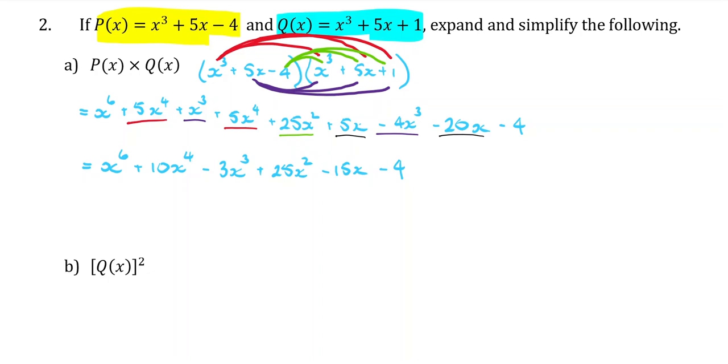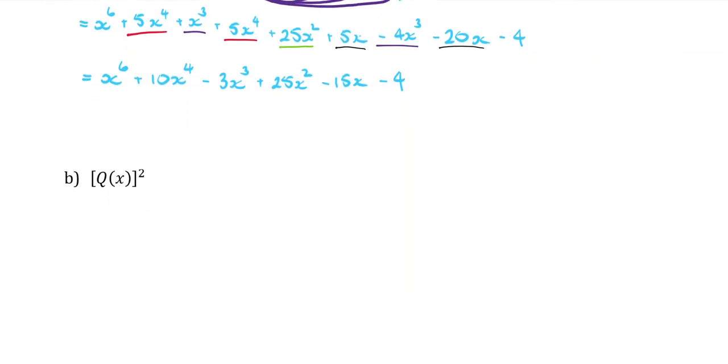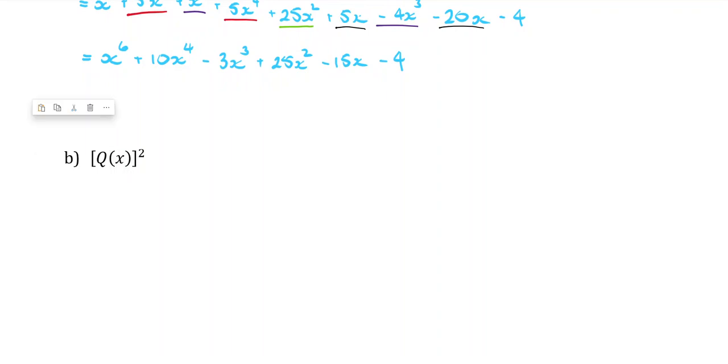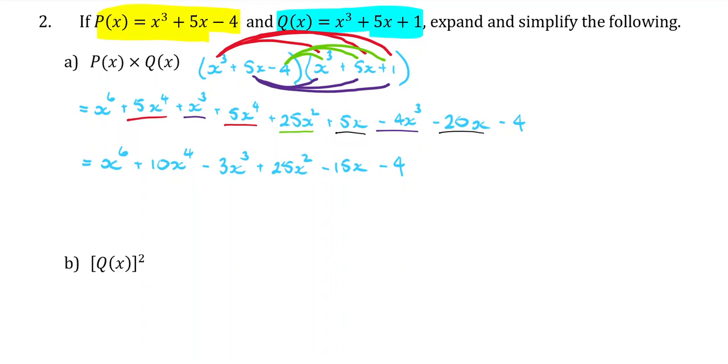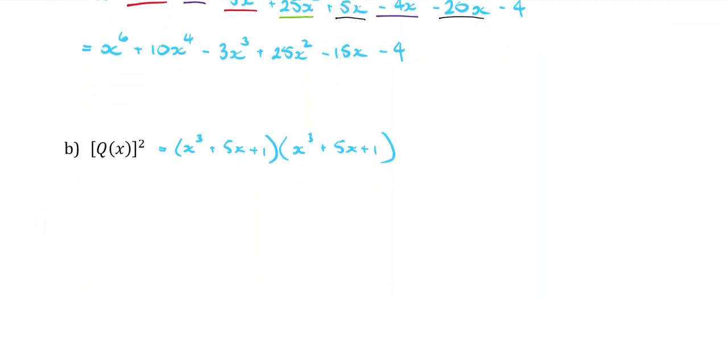Question 2 says, I have q of x in some brackets and I want to square it. So that just means I want to square the q of x, which means times it by itself. So that would be x cubed plus 5x plus 1 times another x cubed plus 5x plus 1. And then I go for another big expansion.